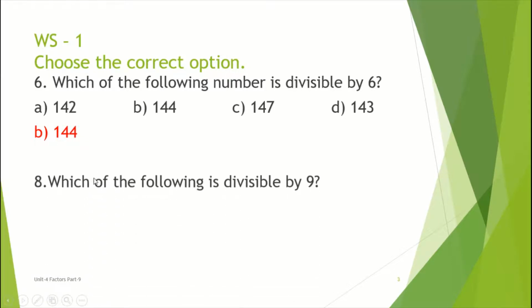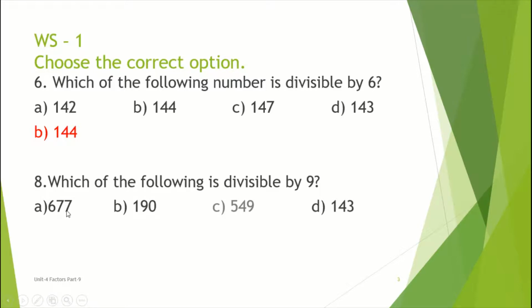Okay scholars. Now we will see question number 8. Which of the following is divisible by 9? For this, you should know the divisibility test of 9. So, the divisibility test of 9 states that if the sum of the digits is divisible by 9, then that whole number will be divisible by 9. So, we have the numbers over here: 677, 190, 549 and 143. So what we will do, we will add the digits of the given number.